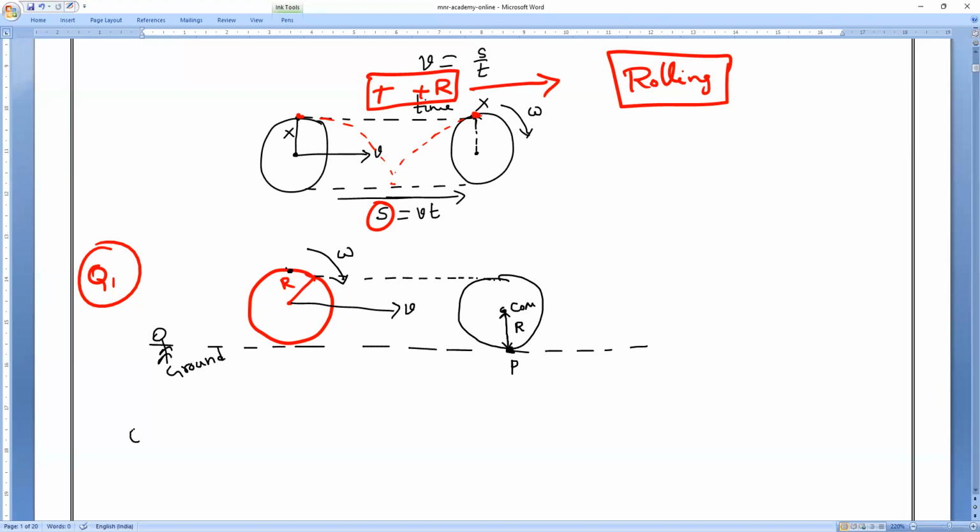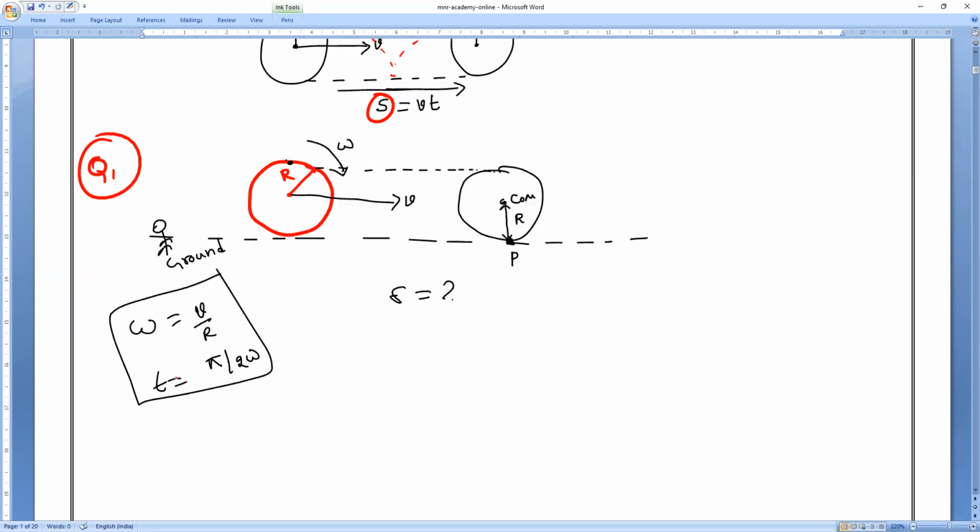Now the question gives angular velocity omega equals V by R, and time period equals pi by 2 omega. This is what the question has given. Now we have to calculate the distance traveled. Clear, everybody? Anybody having any doubt? You can ask. So time period is equal to what? Pi by 2 omega.